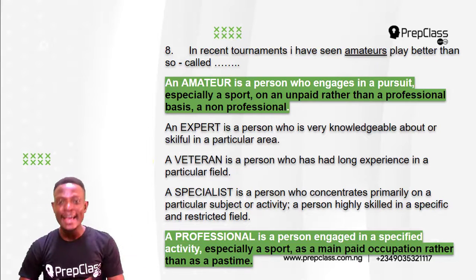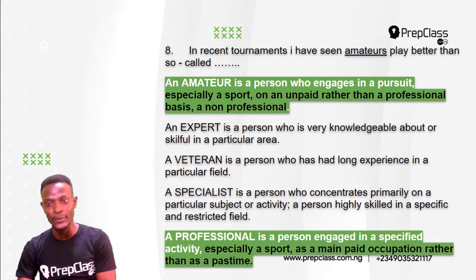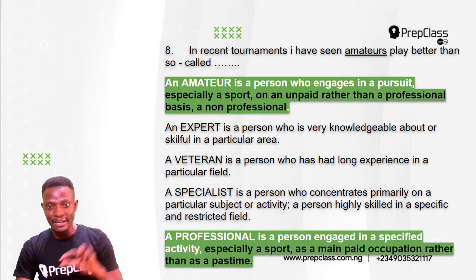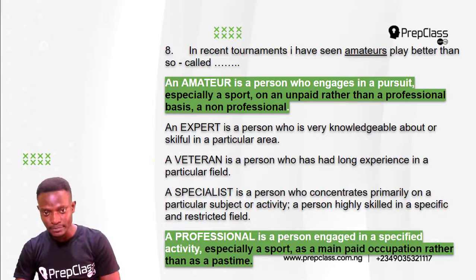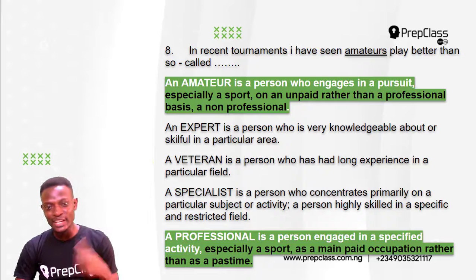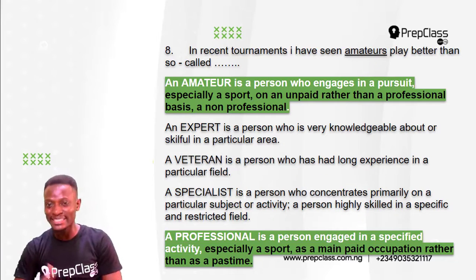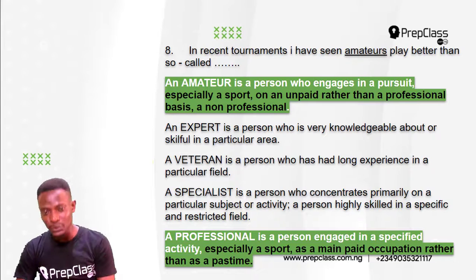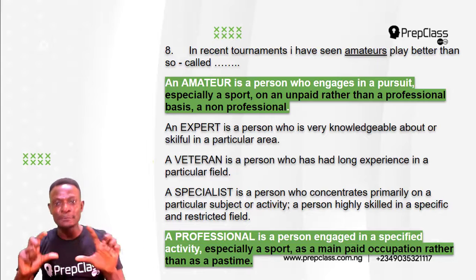Now, option A, an expert is a person who is very knowledgeable about or skillful in a particular area. Option B, a veteran. A veteran is a person who has had long experience in a particular field. Option C, a specialist. A specialist is a person who concentrates primarily on a particular subject or activity. A person highly skilled in a specific and restricted field. A professional is a person engaged in a specified activity, especially a sport.